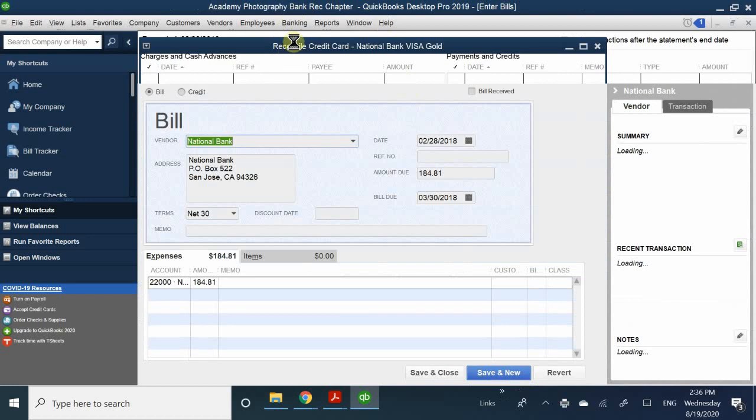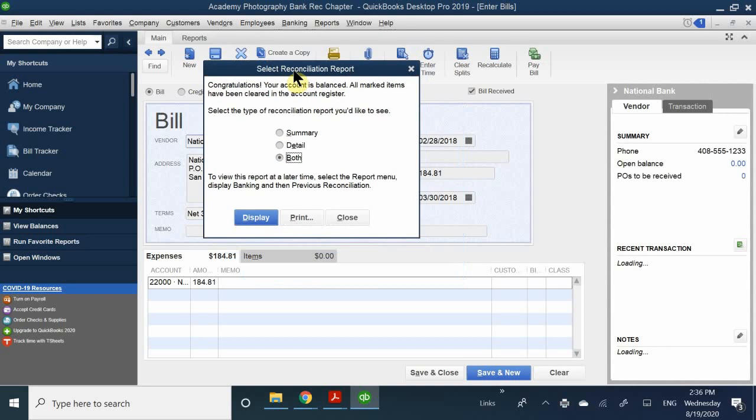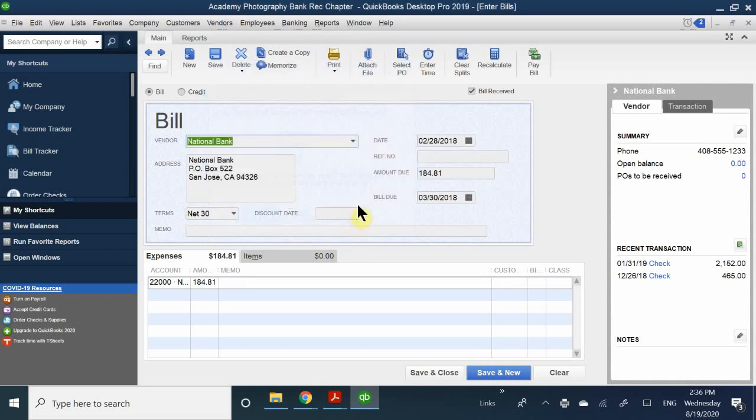So here it pops up a window that asks whether you want a summary or a report on the information that you've done. In this case, I don't. I'm just going to go ahead and close. So here, I have a bill already ready for me to pay off my credit card, so I can pay my credit card later on.